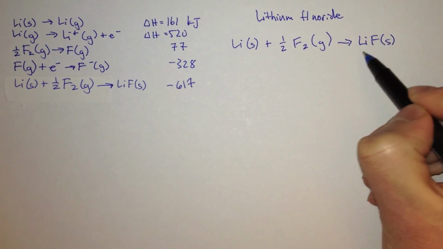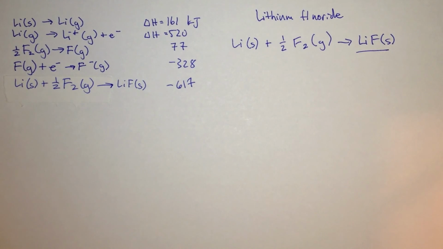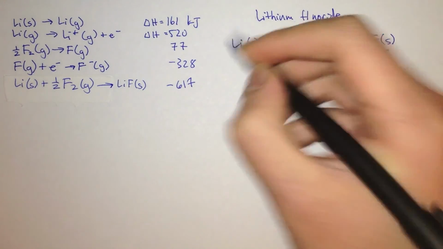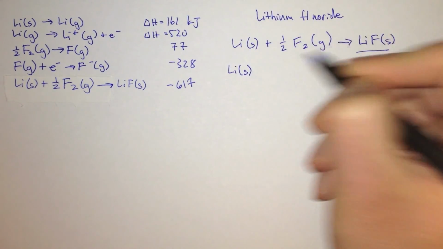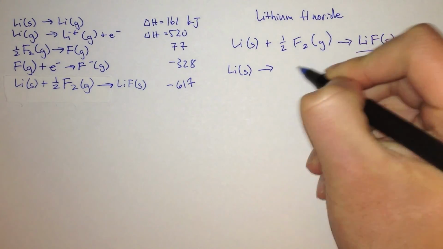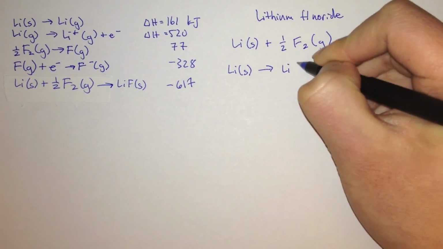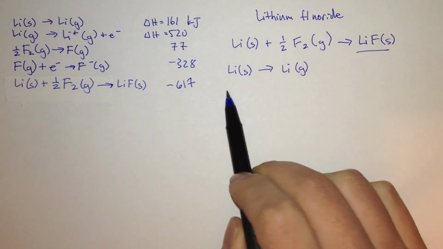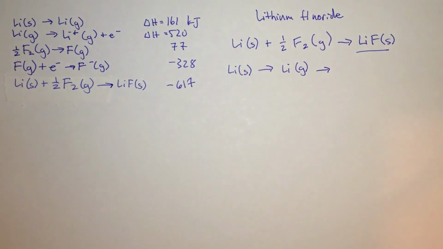And again, this is another ionic compound with a lattice structure, so we can solve it the same way we solved the previous problem. So let's get started. First, we take lithium, and it's a solid right now, and it needs to be an ionized gas. So we need lithium to be a gas. So we evaporate the lithium, and then we need to take away its electron. So we need to give it a positive charge.